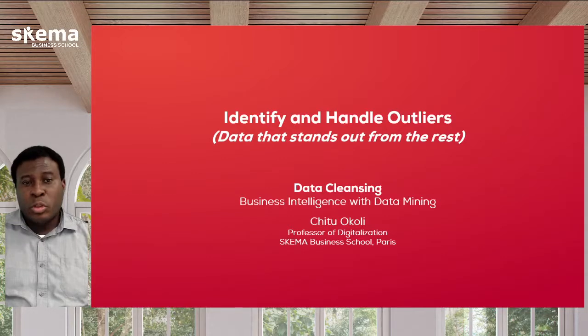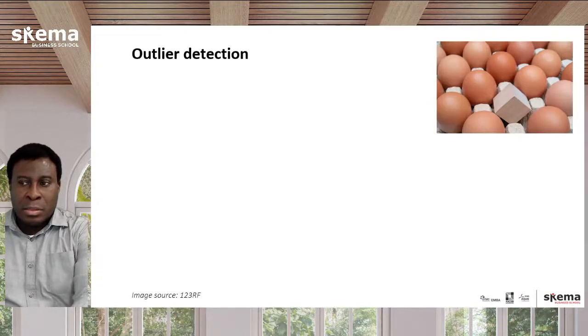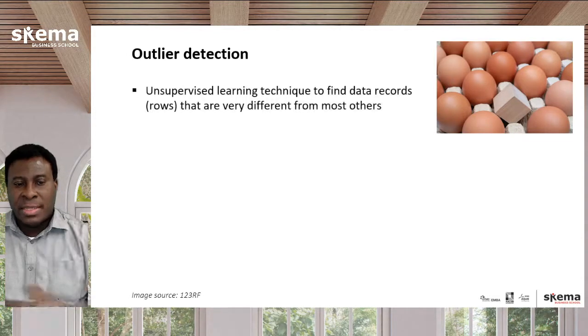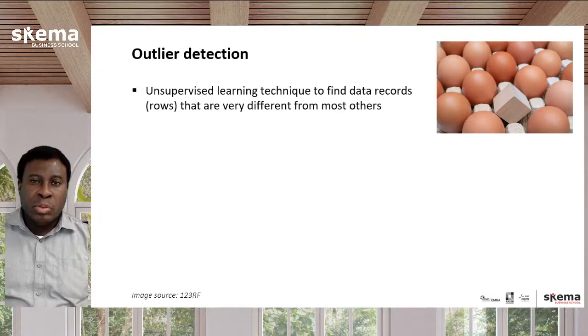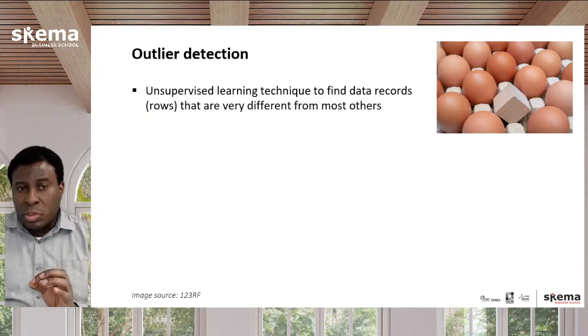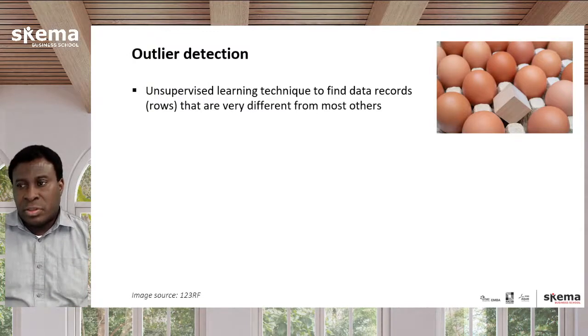In this video, we're going to learn how to identify and handle outliers. That is, data that stands out from the rest. So generally speaking, outlier detection is an unsupervised learning technique in machine learning, whose goal is to find data records, and that's specifically rows of data that are very different from most of the others.